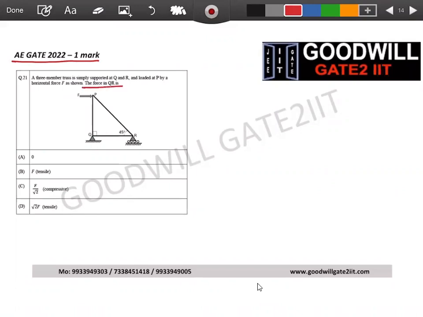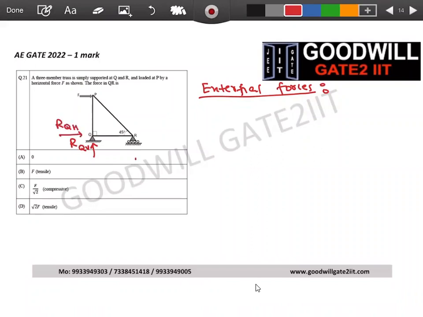And what we need to calculate? The force in QR. So we need to calculate the force in this member only. That's it, nothing else. You people know what we do first. First, we always calculate what? I prefer to calculate external forces. External forces means I want to calculate reactions always. Let's calculate these reactions. So there is a reaction at point Q in vertical. There is a reaction at point Q in horizontal. There is a reaction at point R in vertical direction only because that is a roller support.